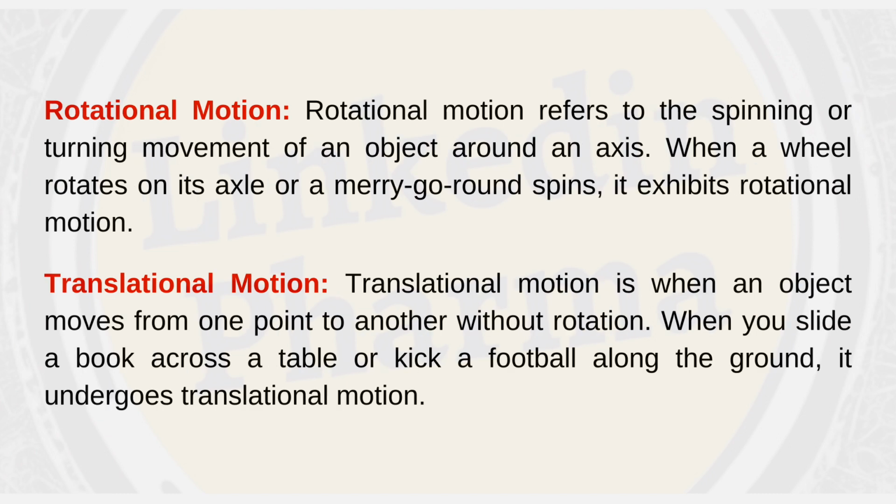Rotational motion. Rotational motion refers to the spinning or turning movement of an object around an axis. When a wheel rotates on its axle or a merry-go-round spins, it exhibits rotational motion. Translational motion. Translational motion is when an object moves from one point to another without rotation. When you slide a book across a table or kick a football along the ground, it undergoes translational motion.